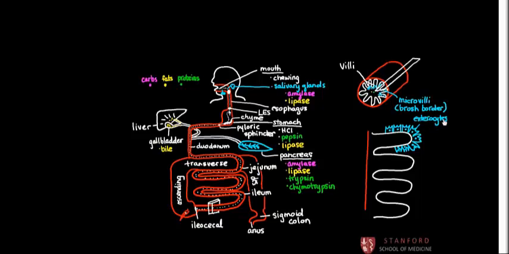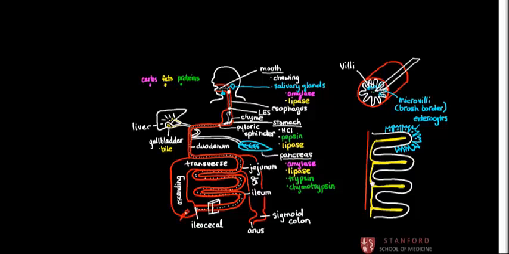Now, inside each of these villi, these finger-like projections, is something called a central lacteal. The central lacteal is sort of a projection of the lymphatic system. So the central lacteals are continuous with the lymphatic system.